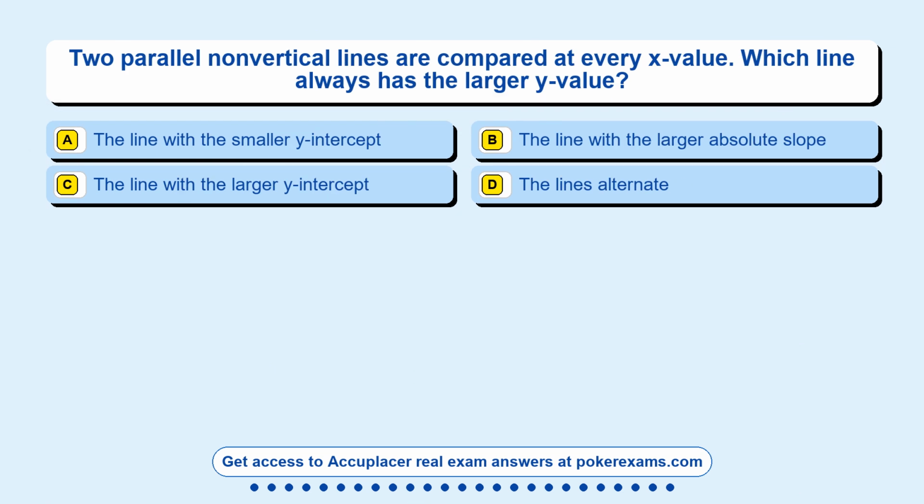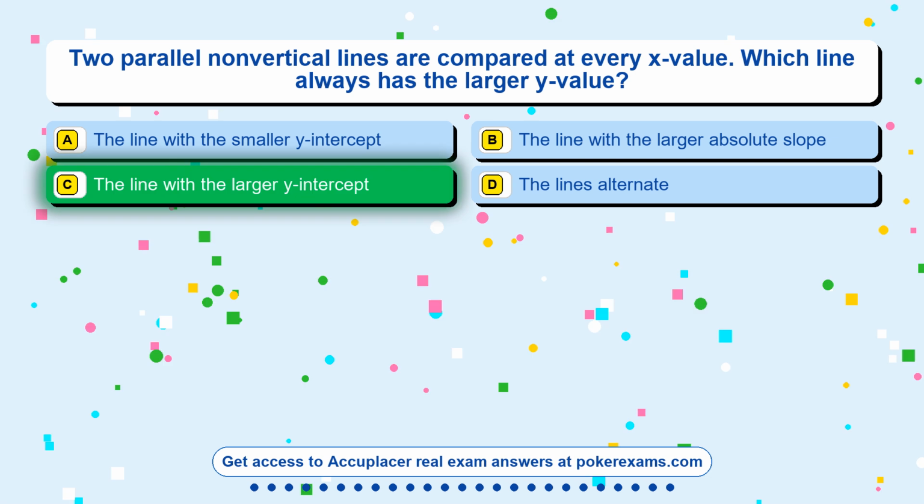Question 5. Which choice best matches the description? A standardized expression of the cost of credit that includes interest and certain finance charges? Option A, FHA-insured loan. Option B, annual percentage rate. Option C, deed of trust. Option D, hypothecation. The correct answer is option C, the line with the larger y-intercept.